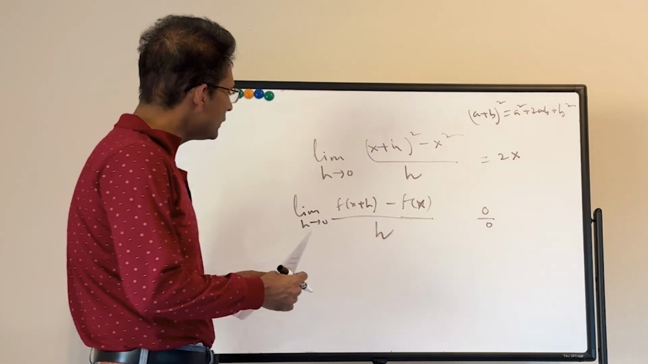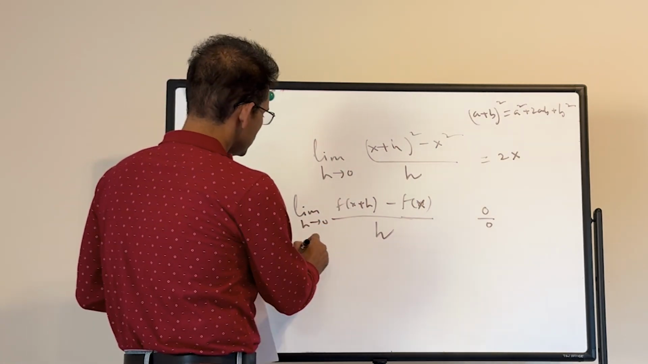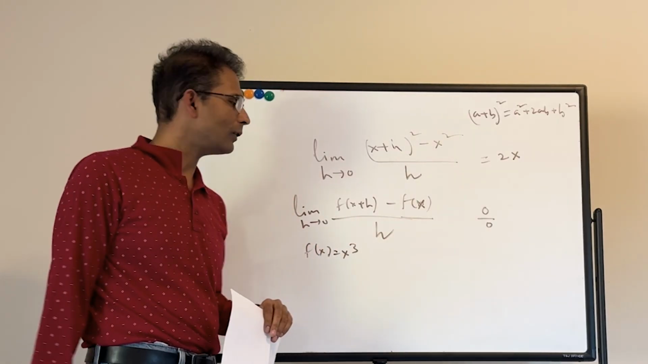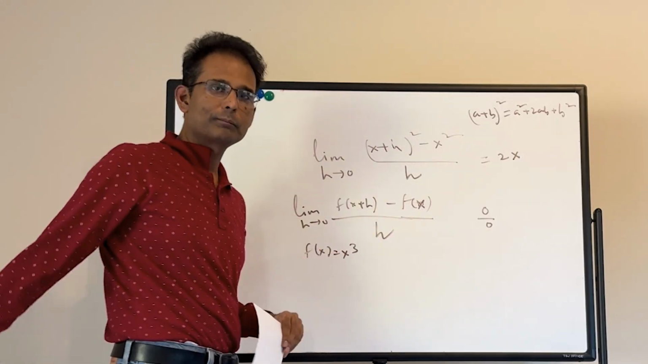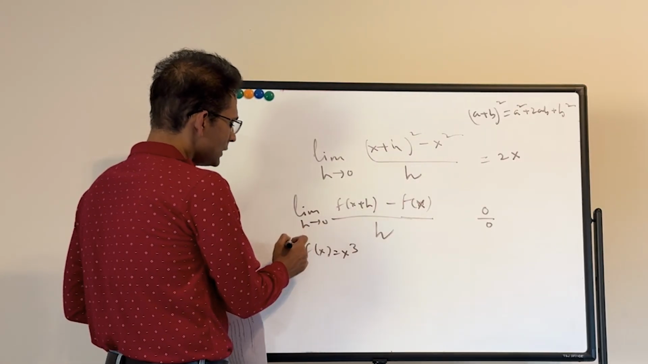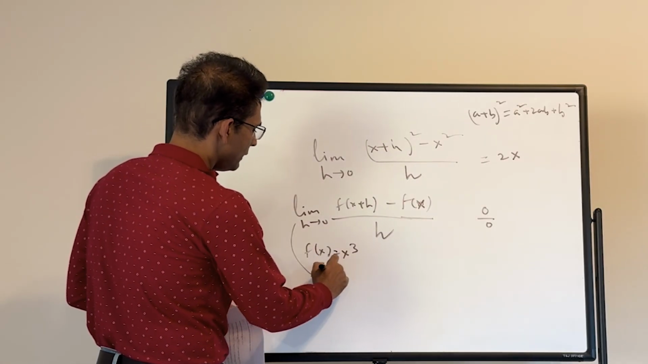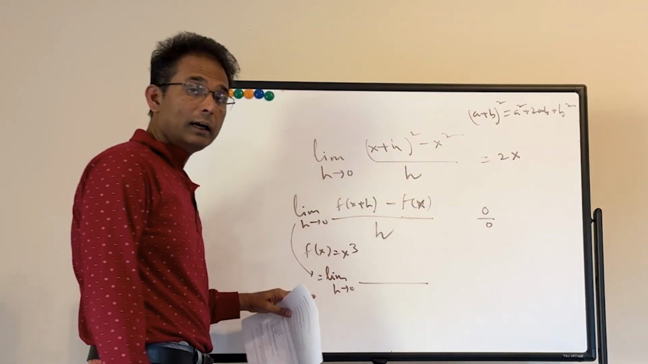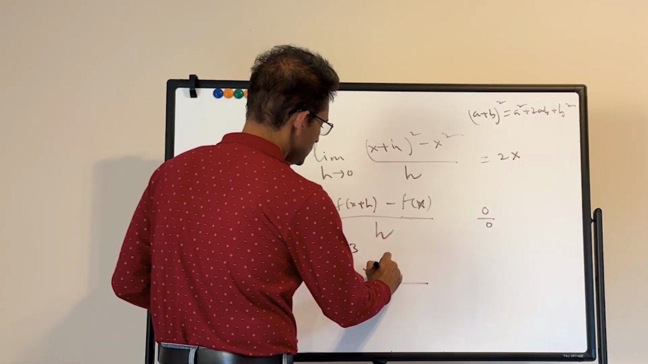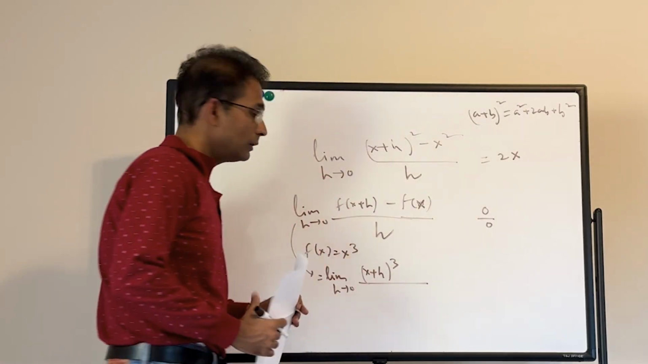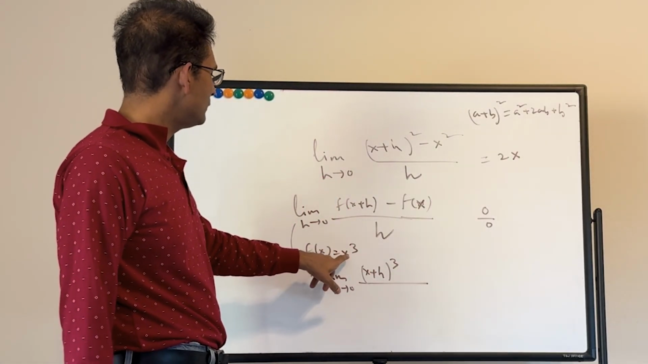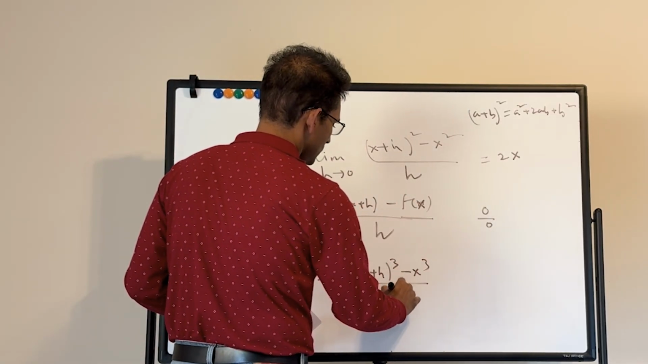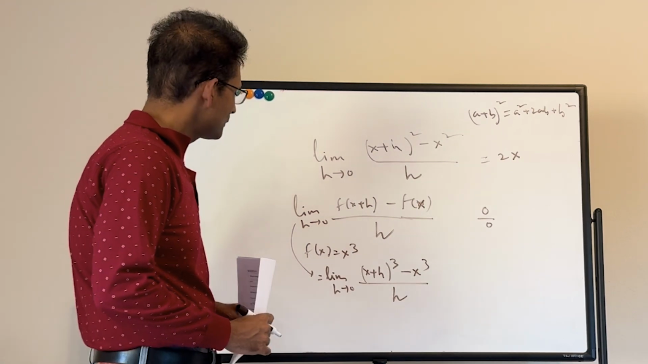So for example, let's take f of x is x cubed. Can we find this? Let's write this down. We'll have limit as h goes to 0, and f of x plus h is x plus h cubed. Do you see that? You simply replace x by x plus h. And then f of x is just x cubed, and then you have h.